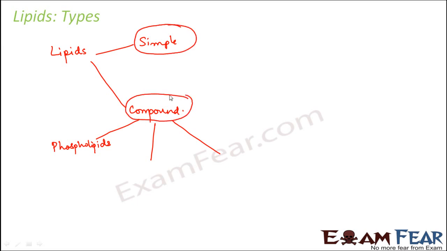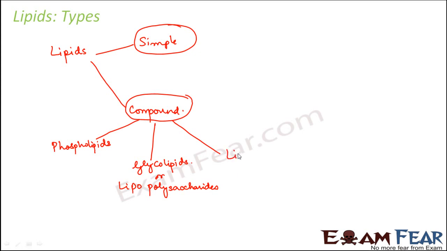Compound lipid is something which is not purely lipid. So it has a non-lipid group attached to the lipid group. For example, phospholipids. Phospholipids will have a phosphate group attached to it. Similarly, you have another type called glycolipids. Glycolipids will have polysaccharides attached to lipids. That is why glycolipids are also known as lipopolysaccharides. So they have a polysaccharide attached to the lipids.